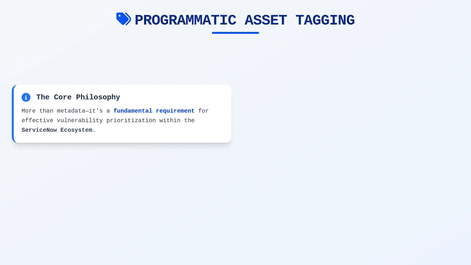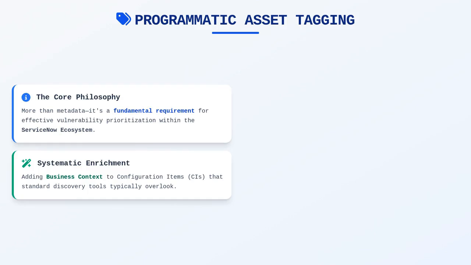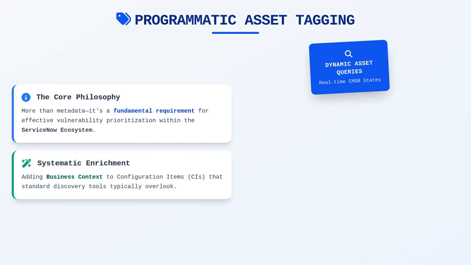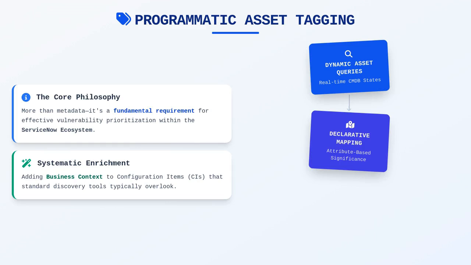When we talk about programmatic asset tagging, we are referring to the systematic enrichment of configuration items, or CIs, with business context that standard discovery tools often miss. By defining precise dynamic asset queries, we can move away from manual record updates and rely on the engine to maintain our inventory groupings based on real-time CMDB states. Think of this as a declarative mapping where the data itself dictates its security significance based on its attributes.